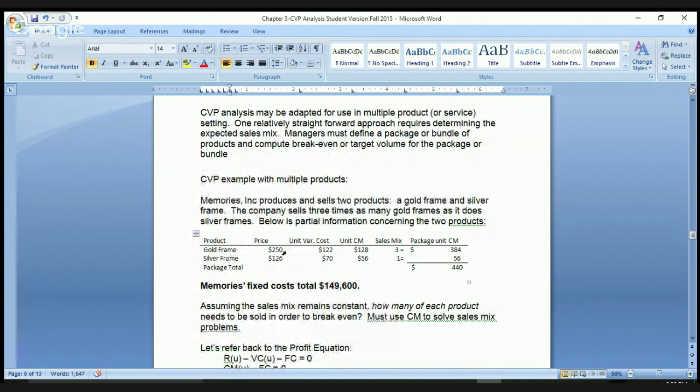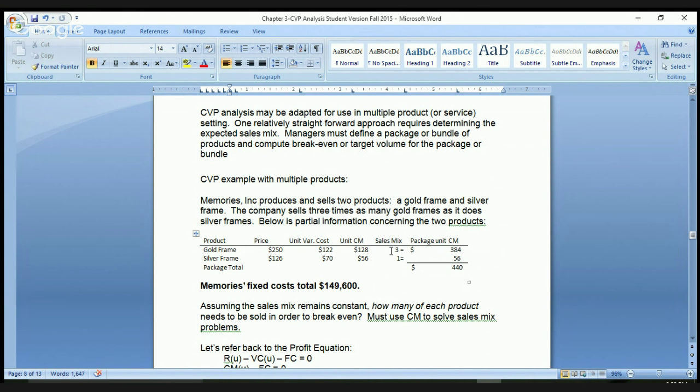The price per each for the gold frame, I'm going to sell that for $250. The silver frame, I'm going to be selling that for $126. The variable cost per unit is $122 for gold and $70 for silver. So the contribution margin, if I take the 250 minus 122, I get 128. I take the 126 minus 70, I get 56. Now, the sales mix, what this means is I'm going to be considering this is a bundle, and for every 3 gold frames, I sell 1 silver frame.